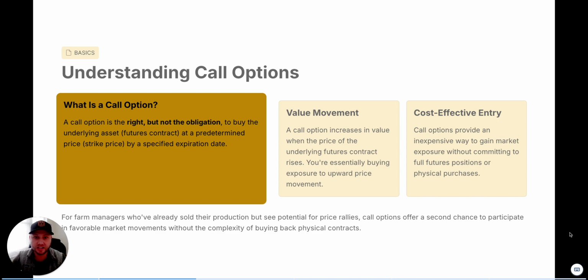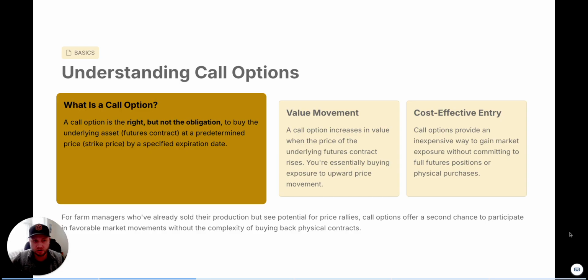So understanding call options, right? Back to the basics. What is a call option? A call option is the right but not the obligation to buy the underlying asset. In our case, it'll be futures contracts at a predetermined price, that is the strike price, by a specified expiration date.